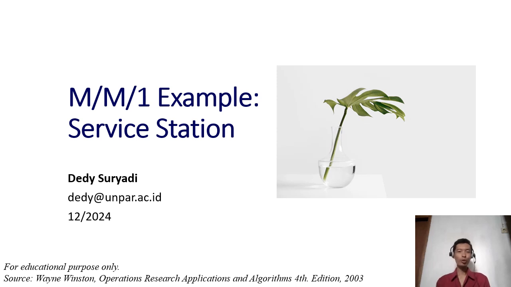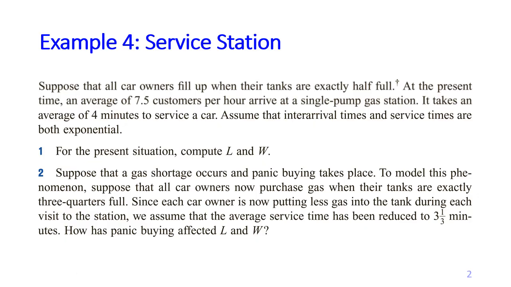In this video, we're going to solve another example of an M/M/1 queuing system. Although the question is a bit long, we first pay attention to all the important information: the arrival rate, 7.5 customers per hour arrive. About the service, it says an average of 4 minutes to service a car. And we also see that it is a single pump gas station. I think those are the most important things that we identify when we look at a problem in queuing theory.